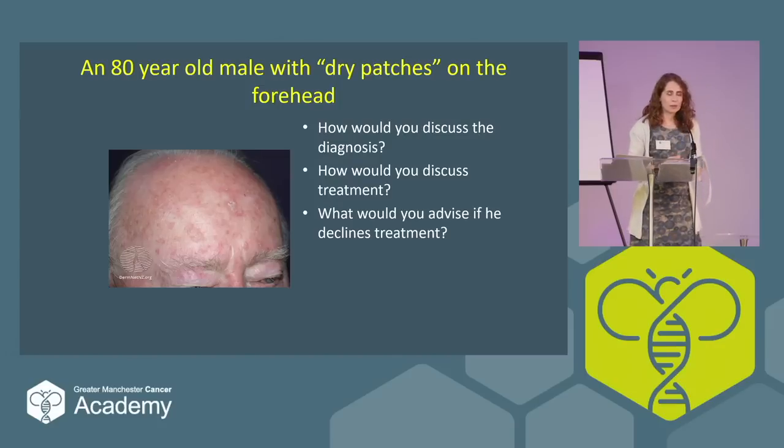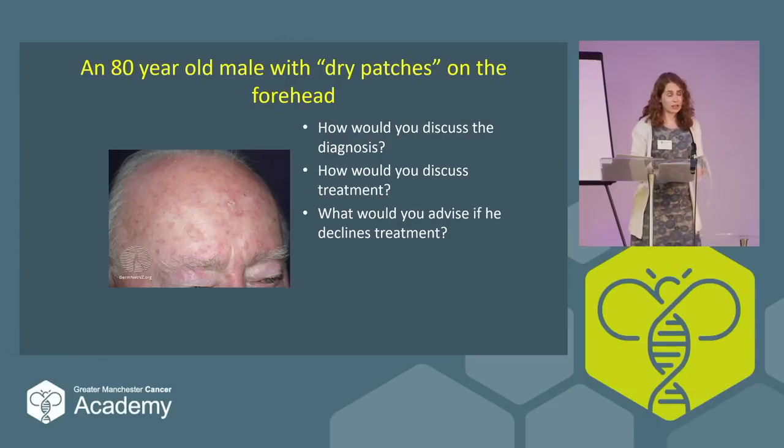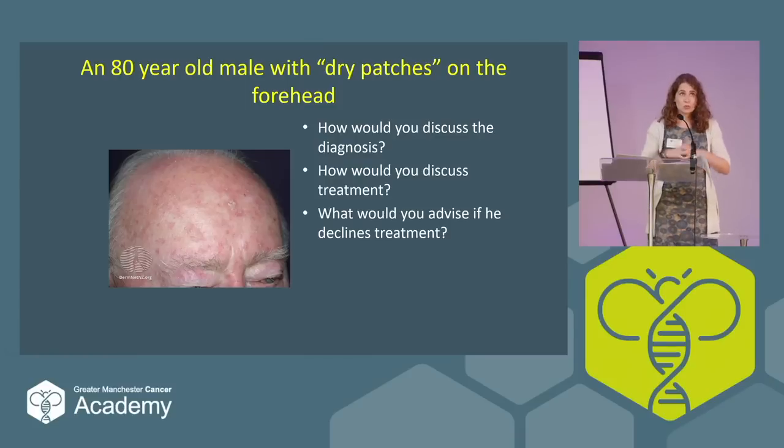And what about his sun exposure history? Sorry? So he used to be a gardener, worked outdoors his whole life. He never used sun cream. He smokes. He's never been abroad, never used sunbeds. He's probably got type 1 skin because he tends to burn quite easily. Never wore a hat.